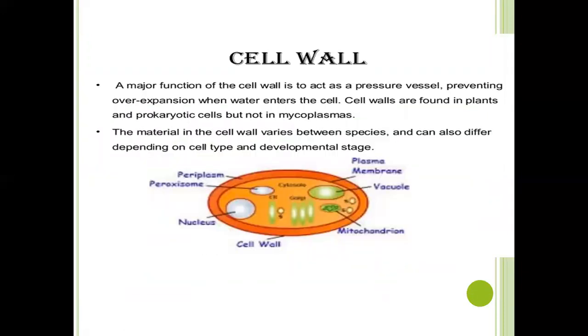A major function of the cell wall is to act as a pressure vessel, preventing over expansion when water enters the cell. Cell walls are found in plants and prokaryotic cells, but not in mycoplasmas. The material in the cell wall varies between species and can also differ depending on cell type and developmental stages. This is the cell wall. These are the cell structure, that is mitochondria, vacuoles, plasma membrane. This is the Golgi complex, nucleus, peroxisomes, and periplasm.